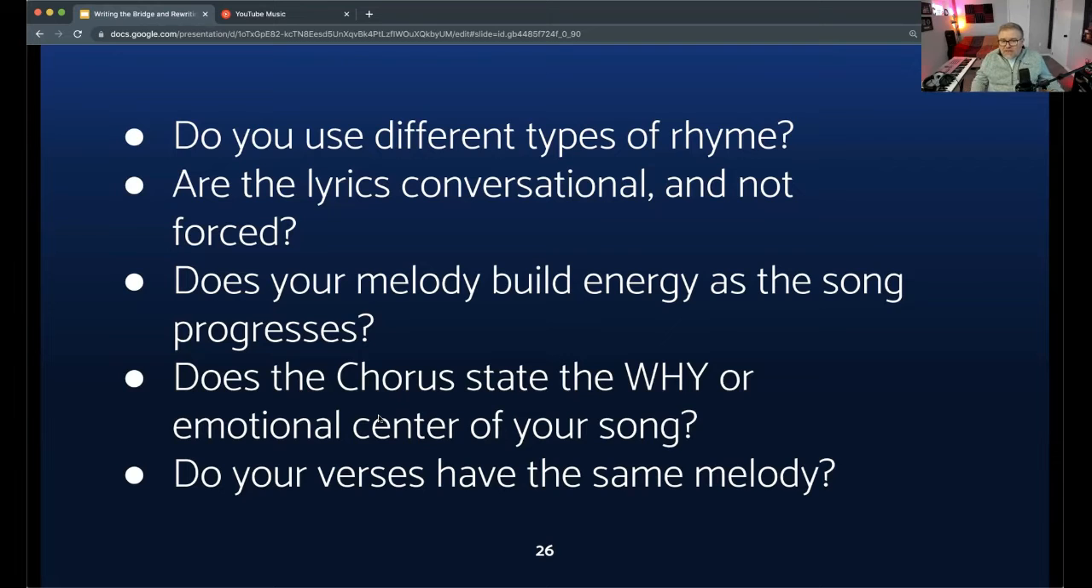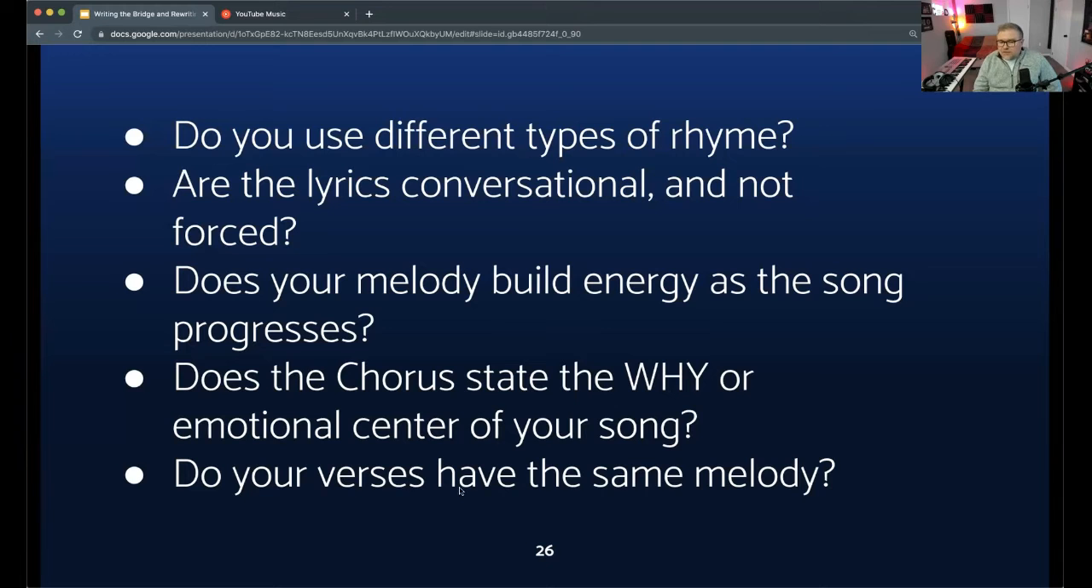Also, the chorus is the main idea, the why everything else is being said. So to Amy's point, she wants everything to lead to the chorus. And that's exactly what makes it the central idea of the song. So is the chorus summarizing everything else that you've already said?